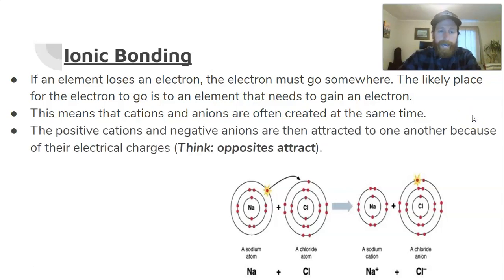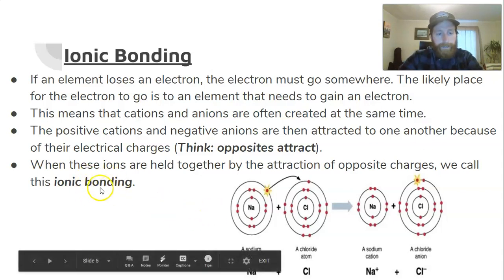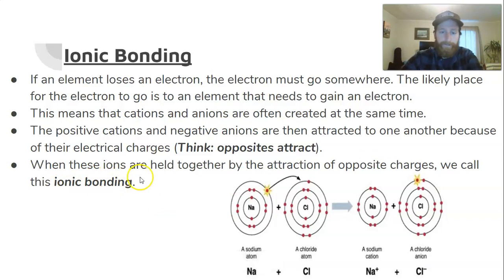The positive cation and the negative anion are then attracted to one another because of their electrical charges. Just remember that old fable, opposites attract, that comes from electrostatics. A positive charge is attracted to a negative charge. When these ions are held together by the attraction of the opposite charges, we call that ionic bonding. So bonding means being held together. Ionic is referring to the fact that they're ions being held together.